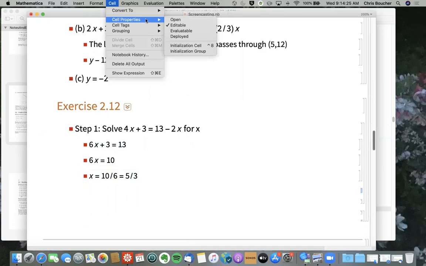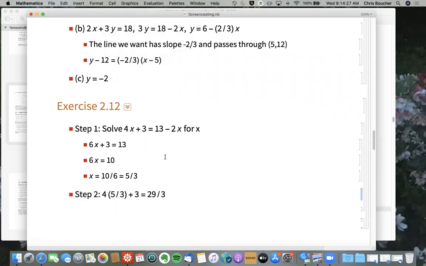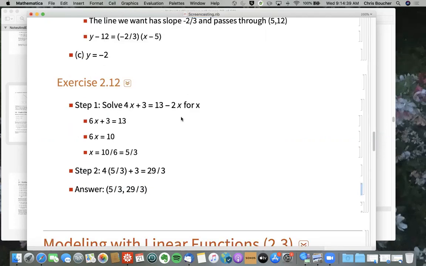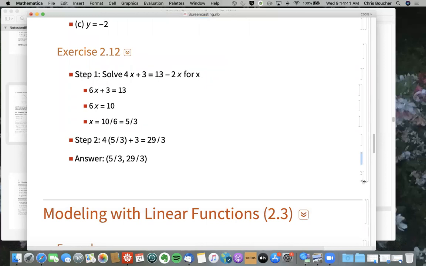To find the y coordinate, plug that into either one of the functions, right? Either side of that equation. I use the left, so 4 times 5/3 plus 3 comes out to be 29/3. And so there's my point of intersection. 5/3 comma 29/3.